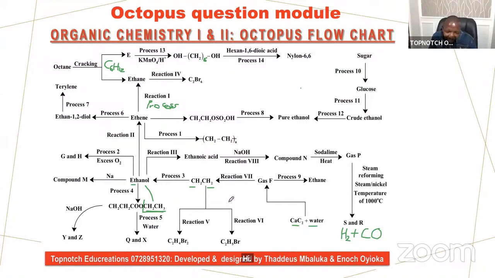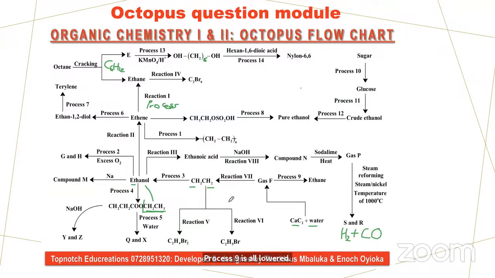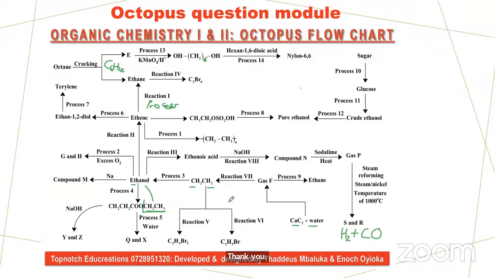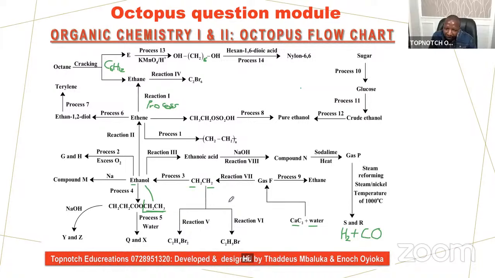It also requires a nickel catalyst or palladium and a temperature of 200 degrees Celsius. Process 9 is also what? I'm saying gas F, this is ethyne, could be converted to ethene. What have we added? Hydrogen. So that is simply hydrogenation. It requires hydrogen gas, nickel catalyst, and a temperature of 200 degrees Celsius. Process 9 is also what?